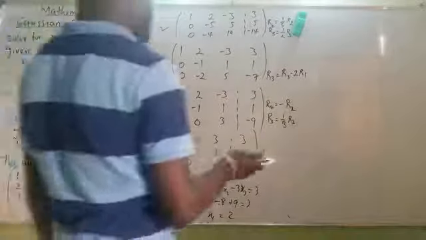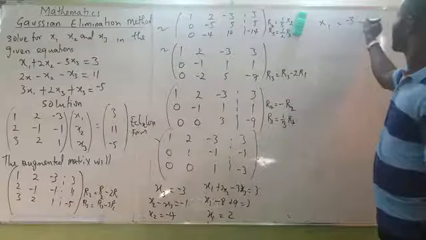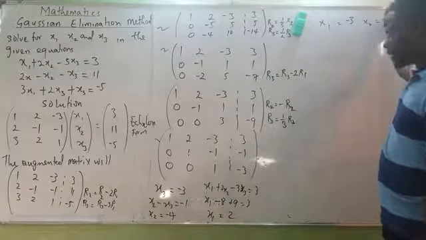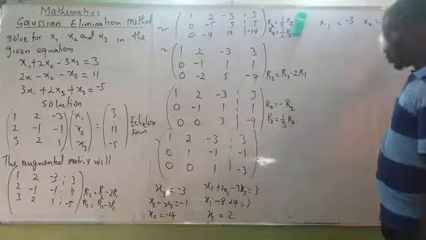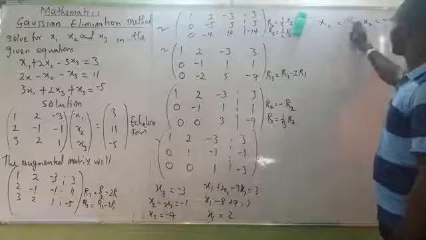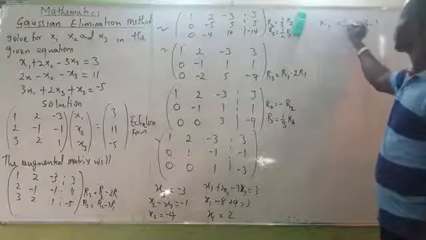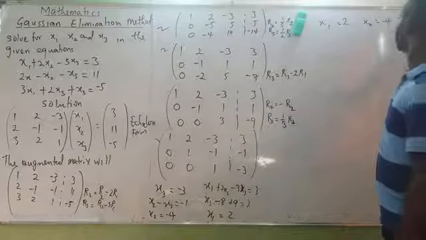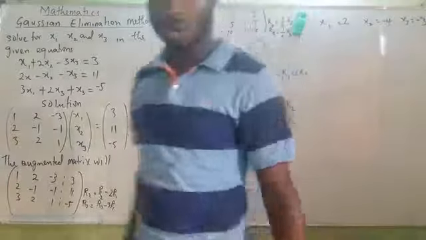It means what I'm saying now is my x1 equals 2, x2 equals minus 4, and x3 equals minus 3. I made a mistake, sorry. Now, how do I know that what I've done is correct or not?